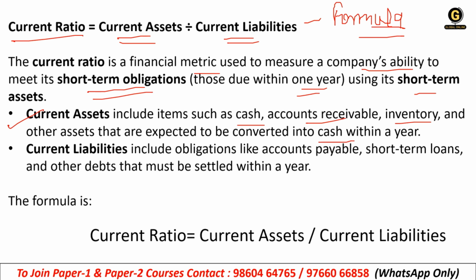And what is current liability? That means the obligations, the payable things. For short term, that means within 1 year, if there are some payable things, that is called current liabilities. For example, accounts payable, short-term loans, debts which will be settled within a year. If it is more than 1 year, it won't be called a current liability. So the formula is current ratio is equal to current assets divided by current liabilities. Clear?